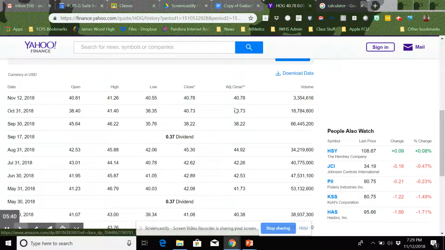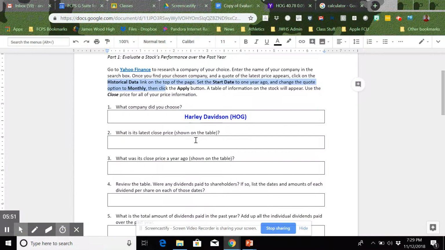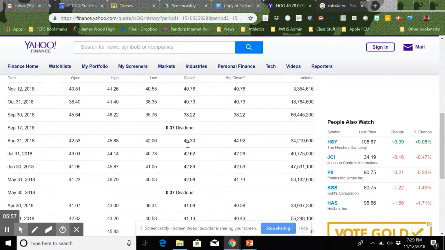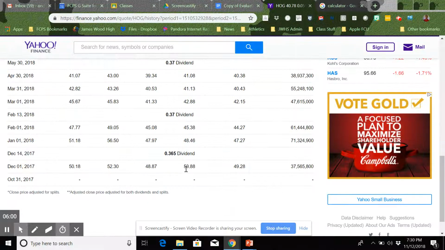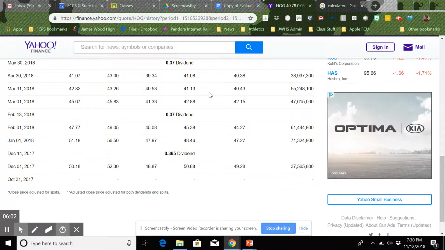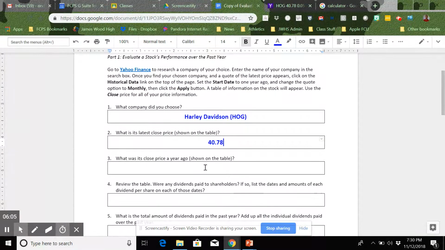Don't do the adjusted close, because it incorporates some things that we don't want to have to incorporate, because we're trying to run the numbers ourselves. Okay, so we've got the close price here. It's $40.78. So I will put that in here. Remember, you are doing this for your own stock. Then what I want to do is scroll down and see what that close price was roughly a year ago. And it was $50.88. So I put that in here. You can already see, probably not doing so well with this, because it's basically lost $10 a share over the last year.